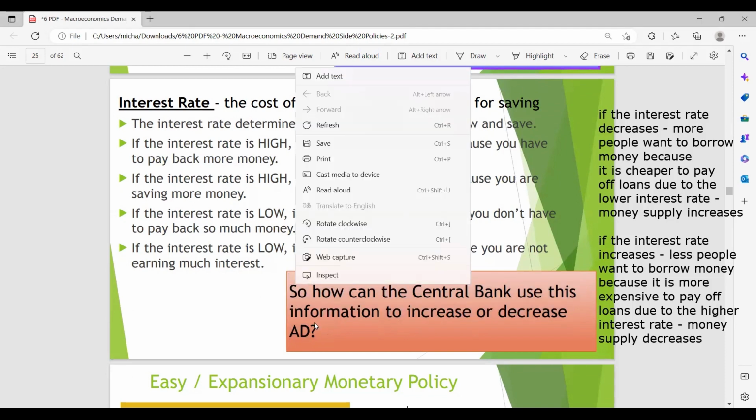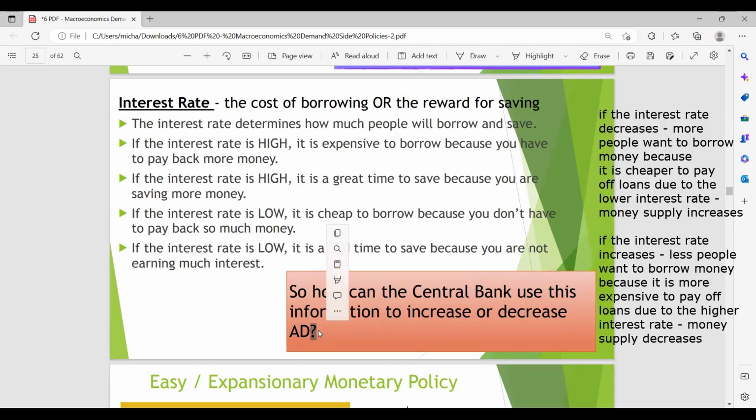I'll put this in the chat. How can the central bank use this information to increase or decrease aggregate demand?